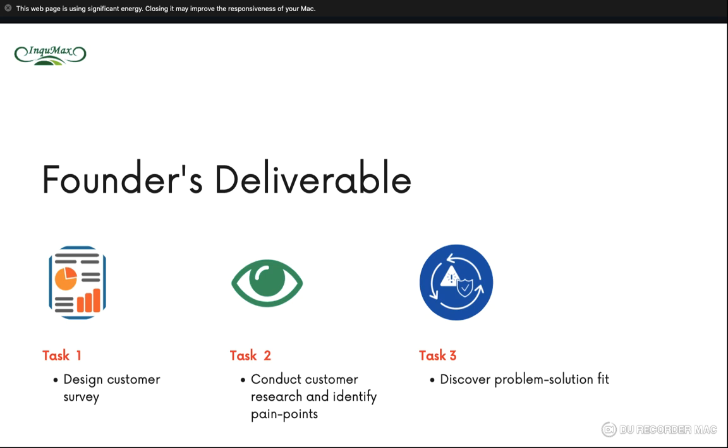So the first task is to design a customer survey. Then the second task would be to conduct customer research, where you get to identify pain points, using what you've already designed from the survey. So interface with them. Go out there, get your hands dirty. Go out there, talk with your customers. This is the most important stage, so you can shape the features of your product.